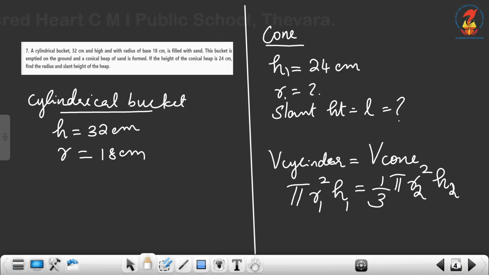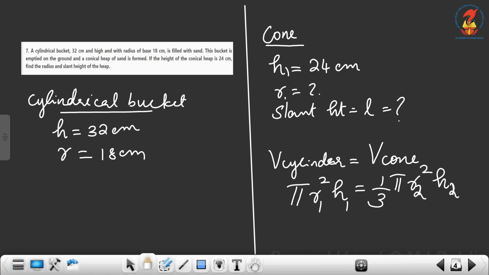Then the last question, 7th question. A cylindrical bucket 32 centimeter high and with a radius of base 18 centimeter is filled with sand. This bucket is emptied on the ground and a conical heap of sand is formed. If the height of the conical heap is 24 centimeter, find the radius and slant height of the heap.